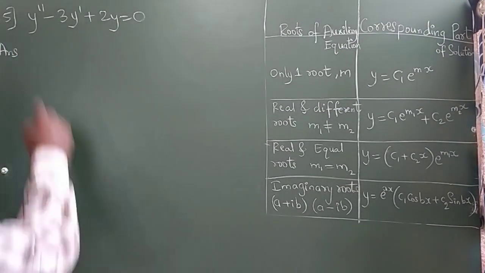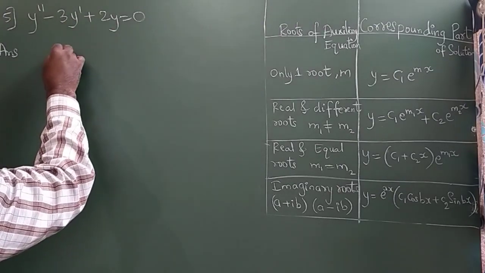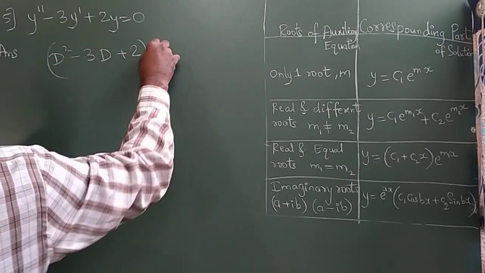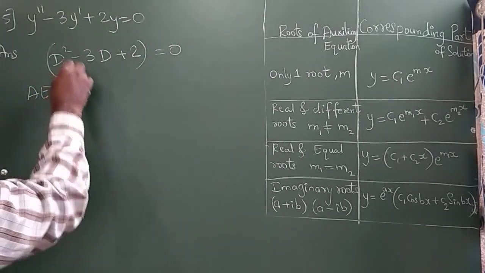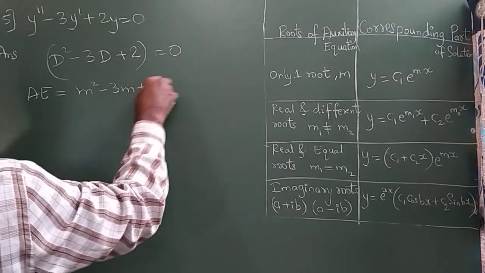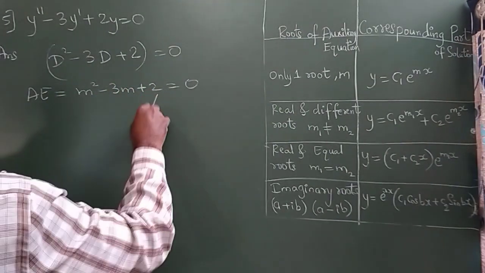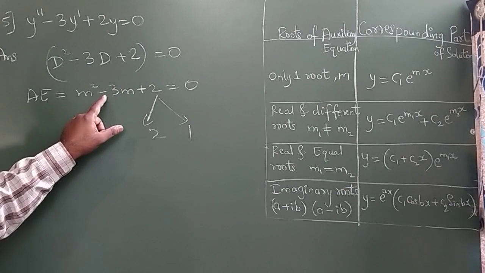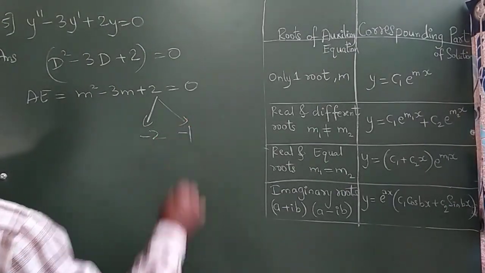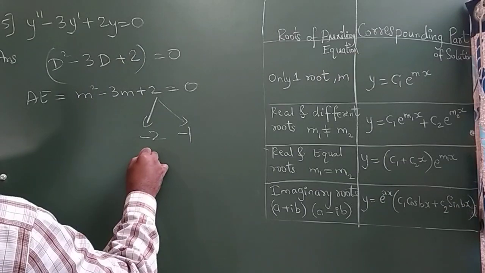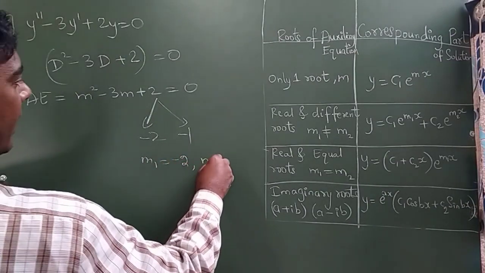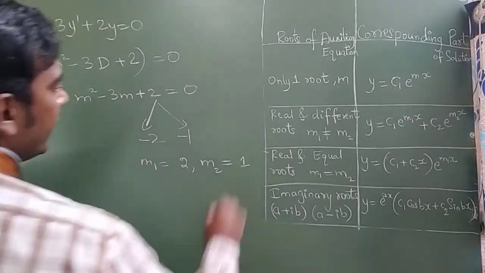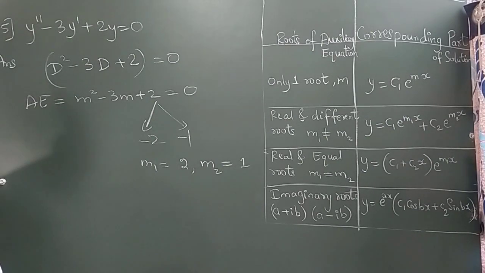Now fifth question, y double dash minus 3y dash plus 2y is equal to 0. So D square minus 3D plus 2 is equal to 0. Now in the auxiliary equation form, m square minus 3m plus 2 is equal to 0. Now what is the last number? 2. So 2 ones are how much? 2. 2 plus 1 is 3, but we need minus 3, so minus 2 minus 1. So what am I going to write? m1 is equal to 2 and m2 is 1. If it is minus, then you need to write plus. This is the trick of factorization.